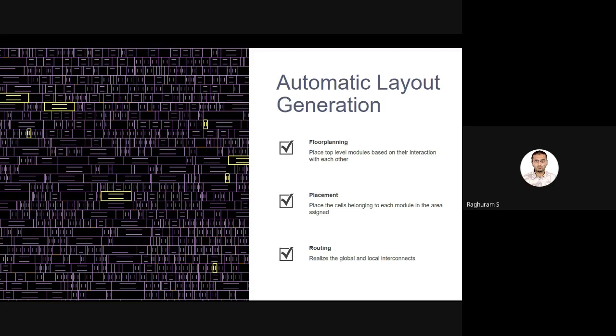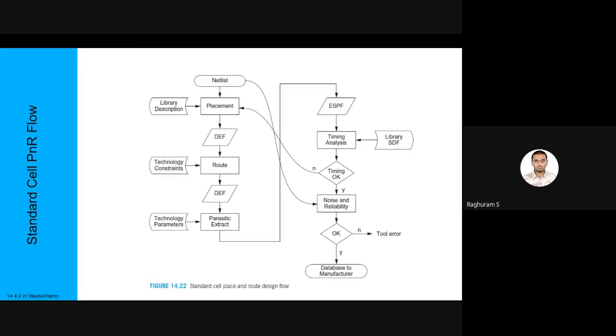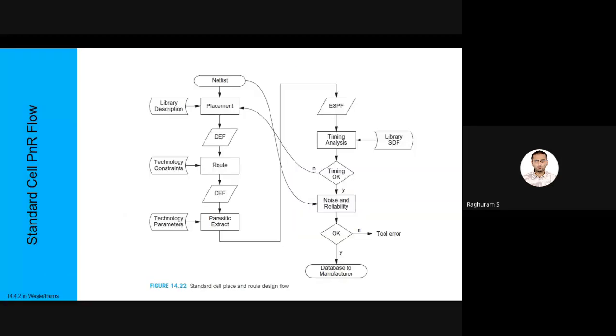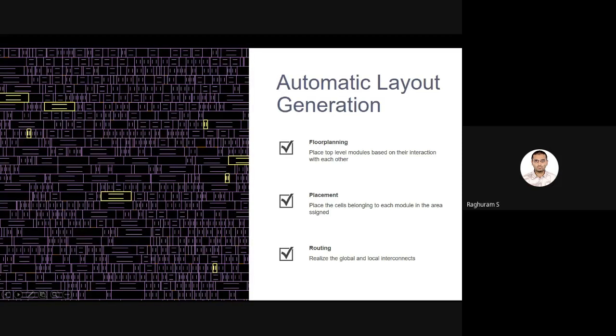That is the last step called routing. Okay, so go through some of these steps. It is also called, in colloquial terms, PNR, or place and route. So that's PNR here, and if you look at this, we are talking about these two. The book just talks about this PNR flow, and that's fine too.